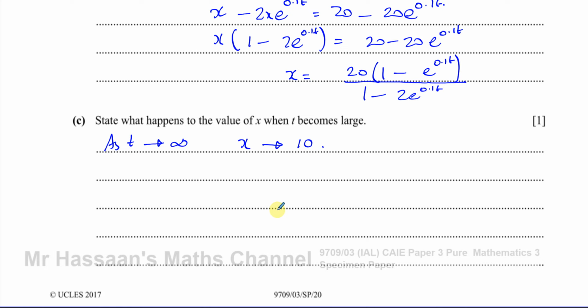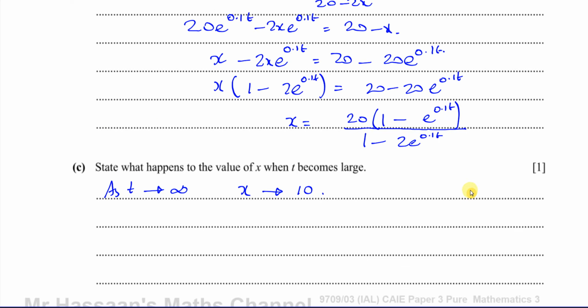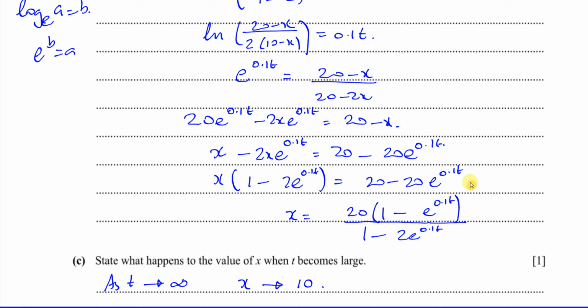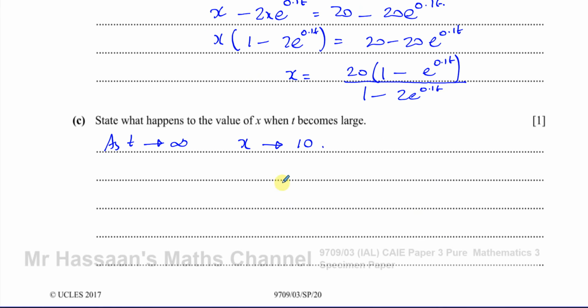Now, what is the algebraic way of showing this? I'm going to show you that here in the following way. Basically we have 20 minus 20 e to the power of 0.1t divided by 1 minus 2e to the power of 0.1t.